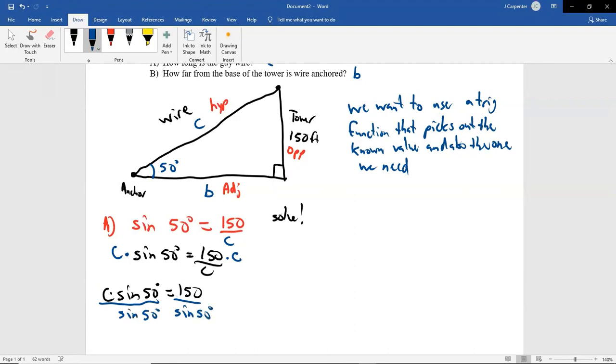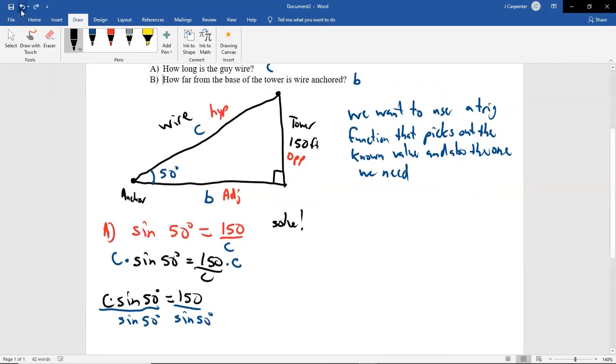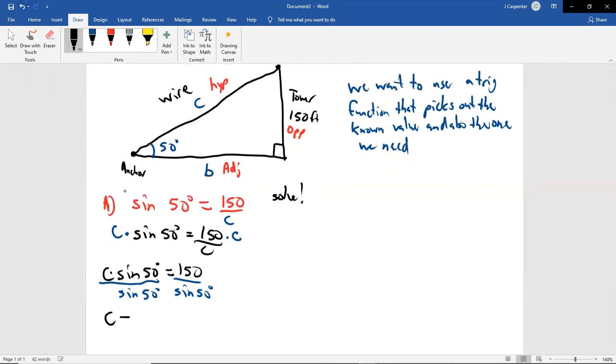You're going to do this 1,000 times by the end of the semester. Why do we do that? Because then these cancel, giving us just a C on the left side. C equals 150 divided by the sine of 50 degrees. Now, depending on the formats of tests, if this was a classic, in class, in person, I would say this is the answer. But usually with applications, they want decimal values. So what we would do is round to the nearest tenth.